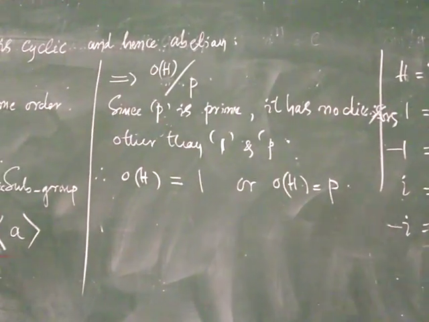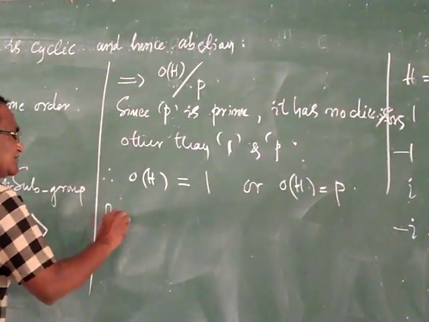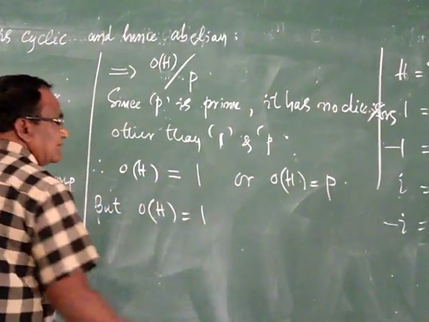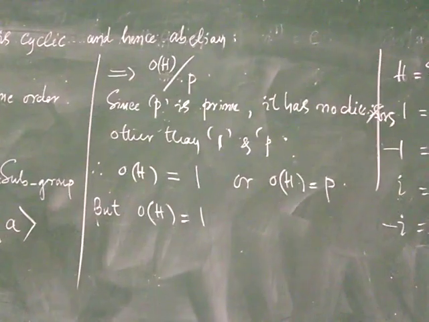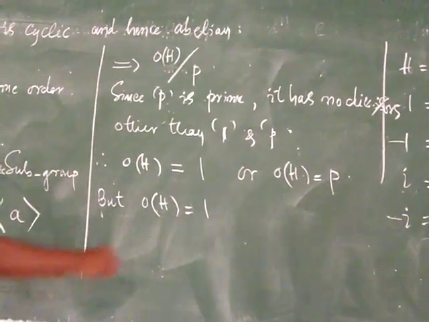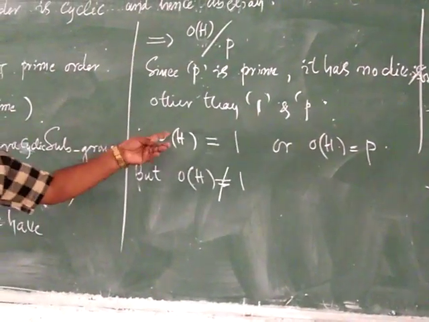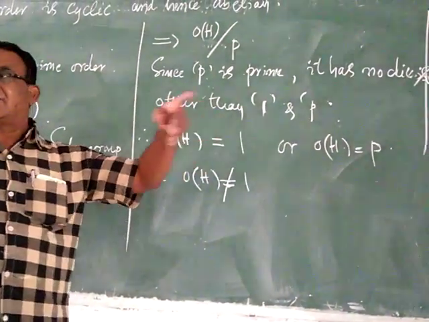But I am telling, order of H is not equal to 1. Why? There are two possibilities here: order of H is equal to 1 or order of H is equal to p.